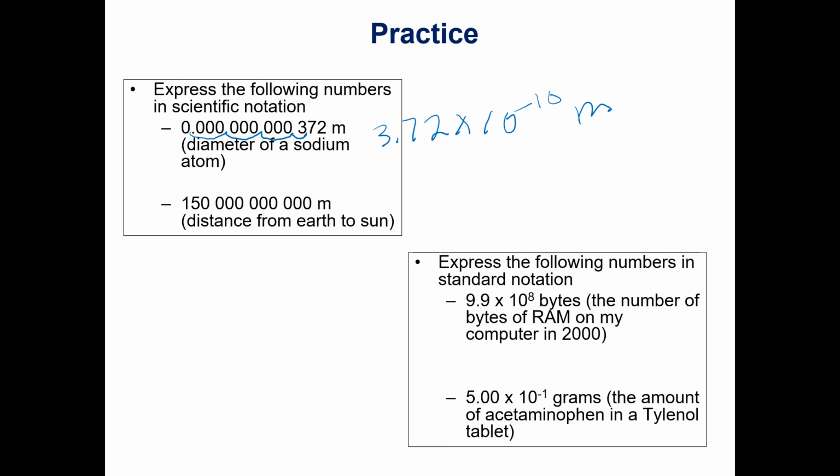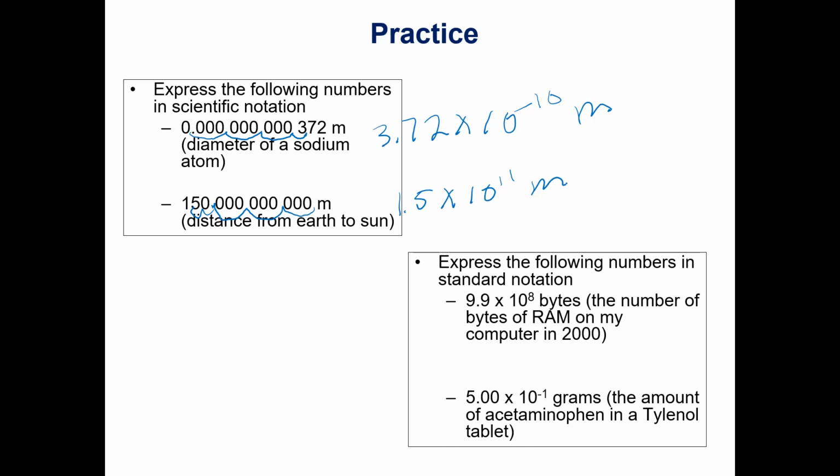Now if we look at the second example here, the distance from the Earth to the Sun, if I go 3, 6, 9, and I still have a little ways to go, 10, 11, so I have 1.5 times 10 to the 11th meters.